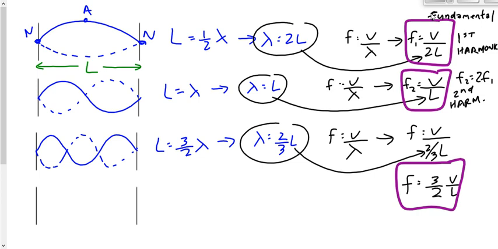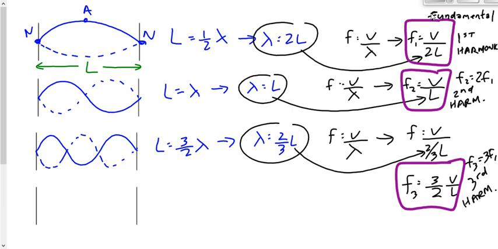This one, what's F1? V over 2L. This one is 3V over 2L. This is 3 times the value of the first one. So we're going to say F3 is 3 times F1, and what do you think we're going to call that? The third harmonic. So you can see that the first harmonic is whatever the value works out to be. The second harmonic is twice the value. The third harmonic is 3 times the value.